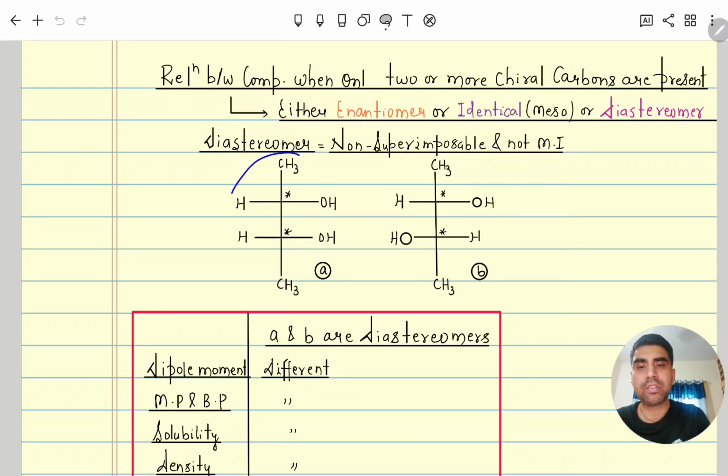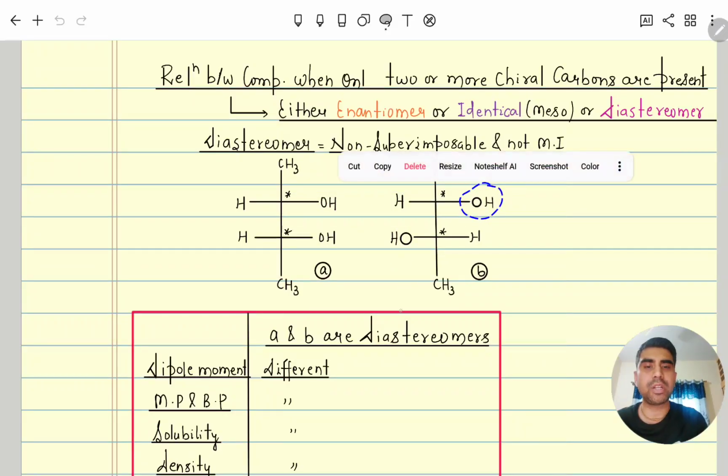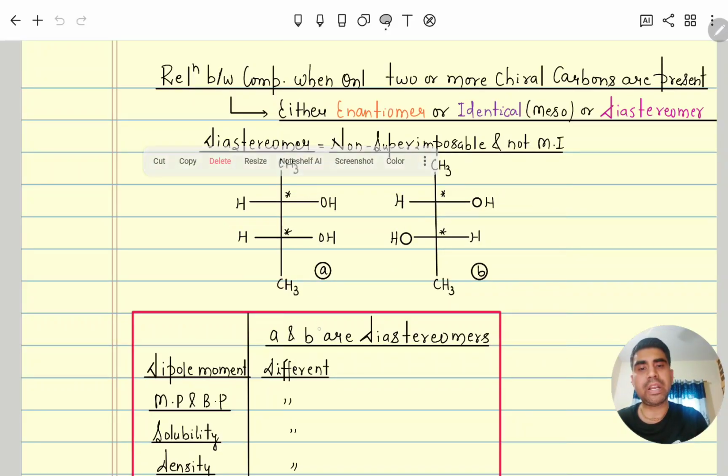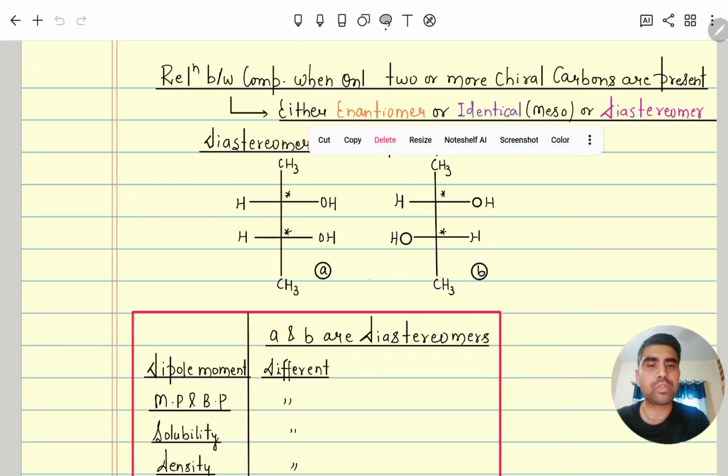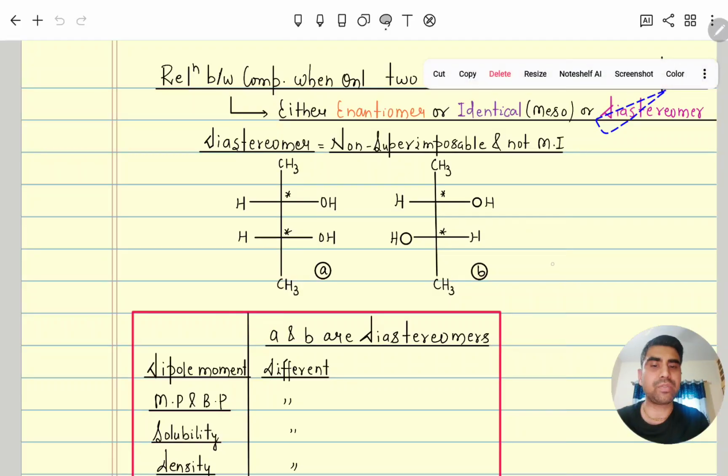Like here, this molecule has two chiral centers and we can see it has a plane of symmetry, whereas this molecule does not have a plane of symmetry, right? This OH is on this side, this OH is on this side. So this is a meso compound, identical, whereas this one is not identical. It will have a mirror image, and that mirror image will be an enantiomer. If it is a mirror image, it will be an enantiomer, and if it is not a mirror image and not superimposable, then it will be a diastereomer.